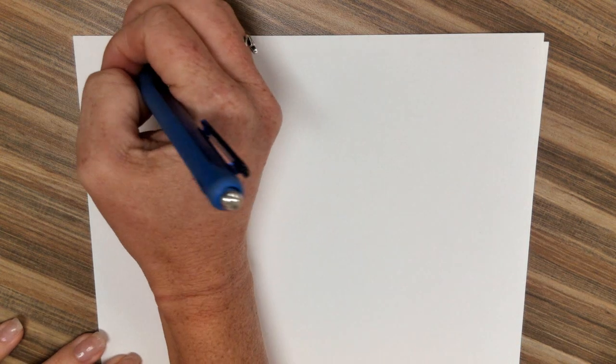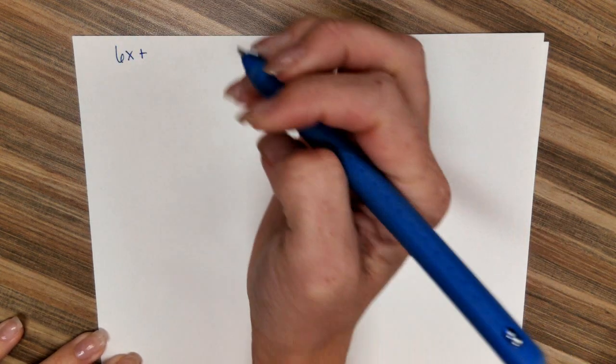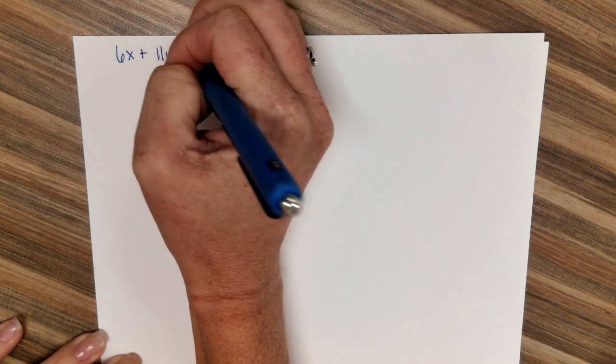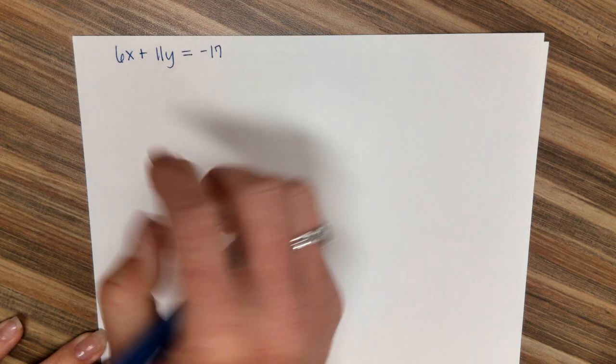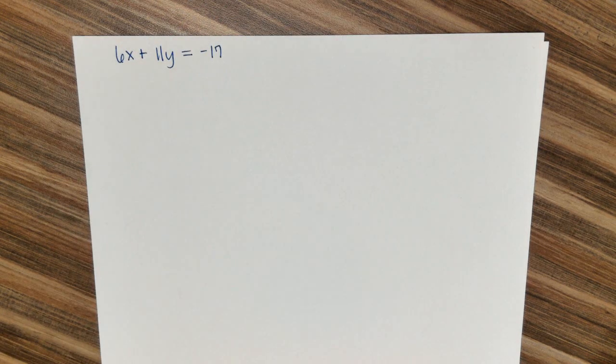Okay, so the question gives you the equation 6x plus 11y equals negative 17, which is a linear equation, meaning it makes a straight line, and it's in standard form. Standard form is not super helpful when you're solving problems. You're usually going to need to rearrange it to slope-intercept.